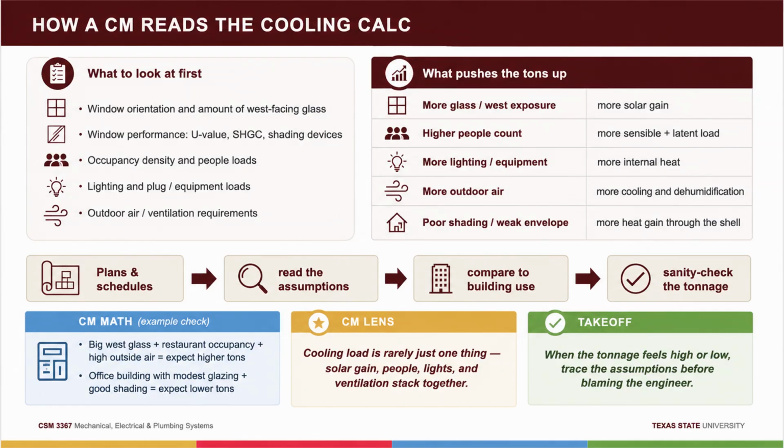And look at the shape of the load, because this is the takeaway. The sun and the envelope together are about half.